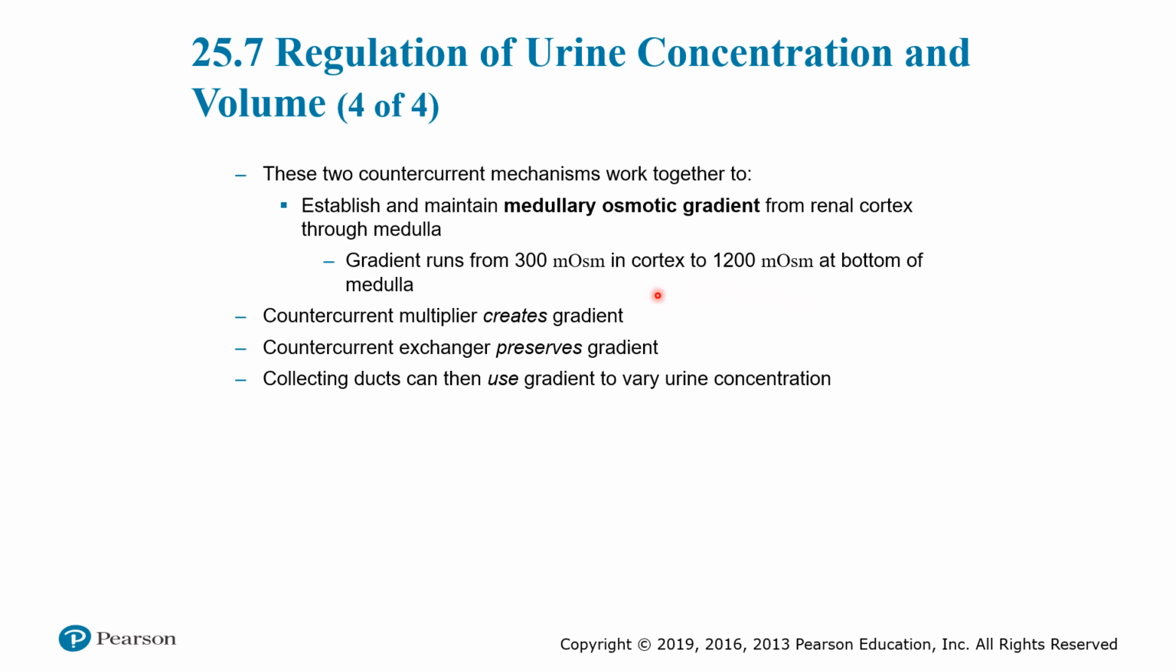of the medulla. The countercurrent multiplier creates the gradient, which means the loop of Henle, and the countercurrent exchanger preserves the gradient, which means the vasa recta, because in the vasa recta also the blood is moving in two tubules in opposite directions, and the vasa recta are also moving in the opposite direction to the loop of Henle, to the ascending and the descending limbs. And then the final job is done by the collecting ducts.